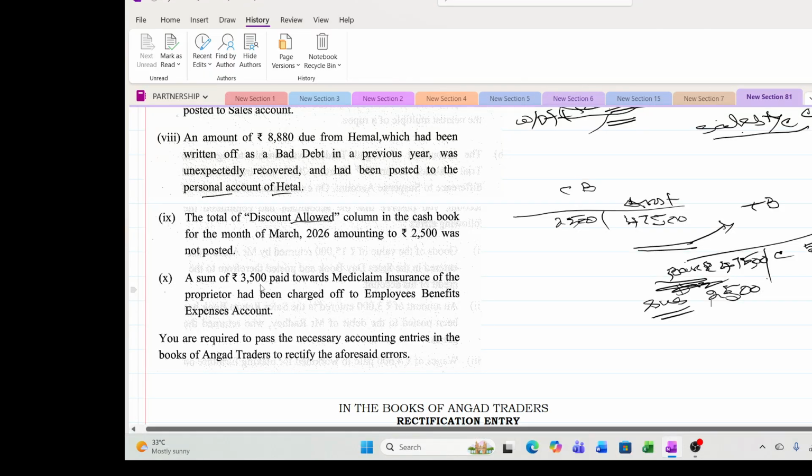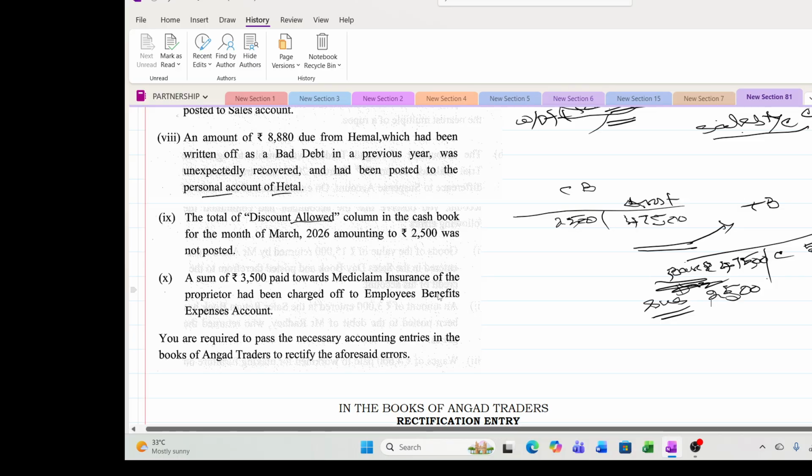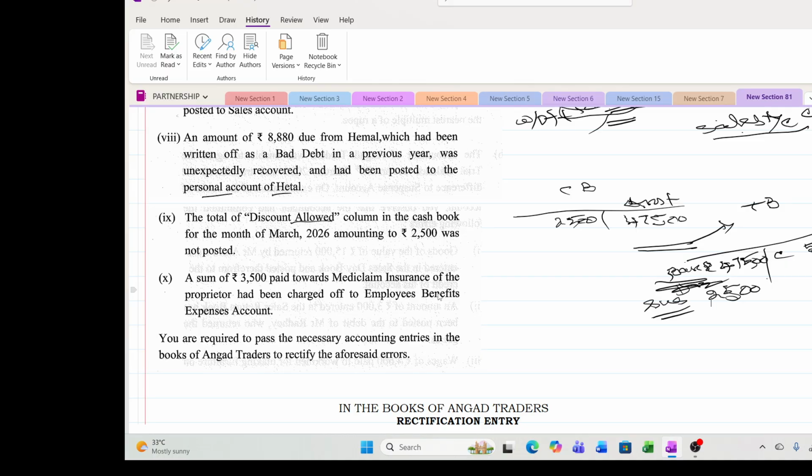Now the last one is 3,500 paid towards mediclaim insurance of the proprietor. Anything paid on behalf of the proprietor is a drawing. You know very well that this is charged to employee benefit expenses account. By mistake, this has gone to employee benefit expenses account. So instead of being debited to drawing account, it was debited to employee benefit account. So the total of the trial balance will tally. There will not be any problem.